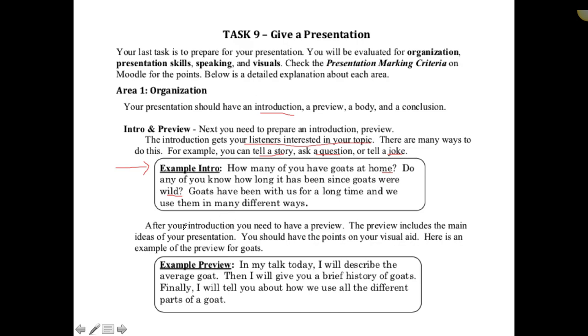So after this introduction, you'll have a preview or an overview or an outline of what you are going to talk about in your presentation. And this is your 3 main ideas. And you can see this example here. Now, look at this language here. In my talk today, I will describe, then I will give you, finally I will tell you. So you'll want to do like that.